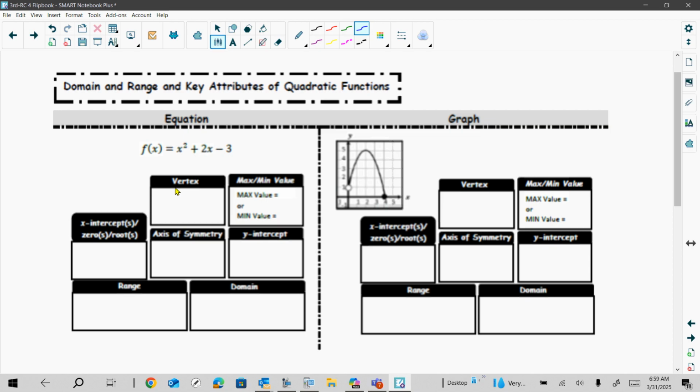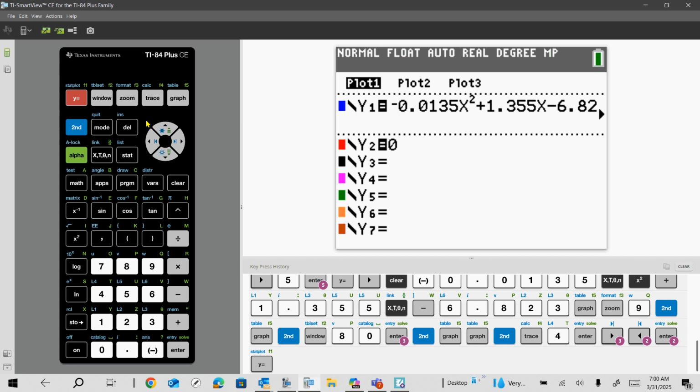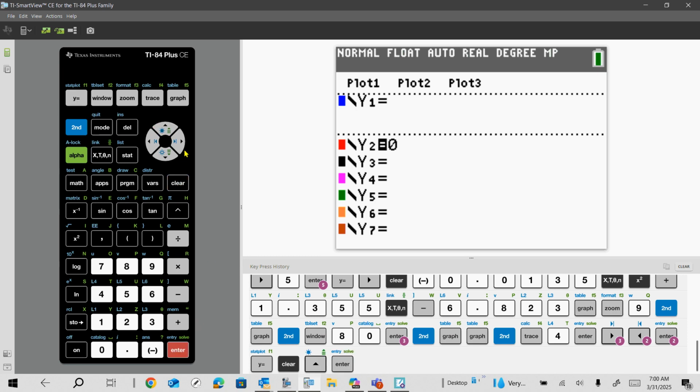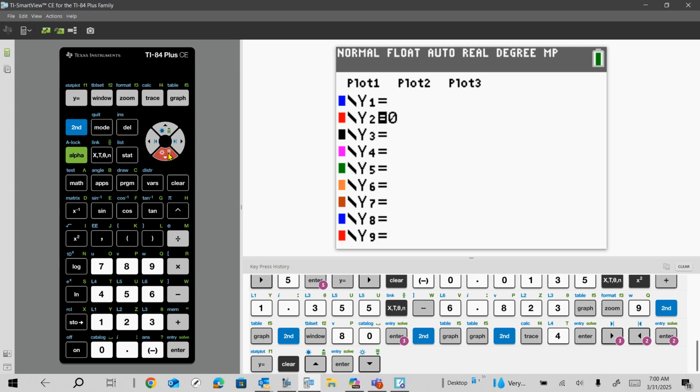This is what we just went over in the last part of the unit. To find these attributes, you need to look at the graph. So we're going to go back to y equals. We're going to clear this out, and I'm going to turn off my stat plot. And we're going to type in the equation that they want us to compare, or write down the attributes for us.